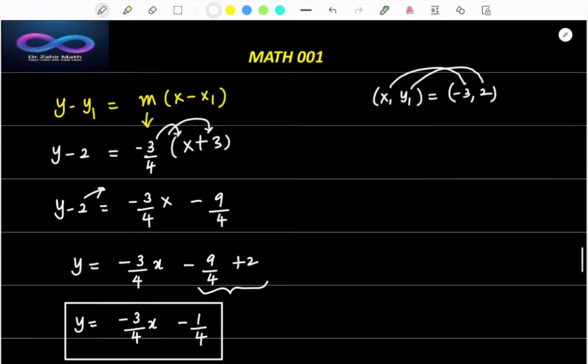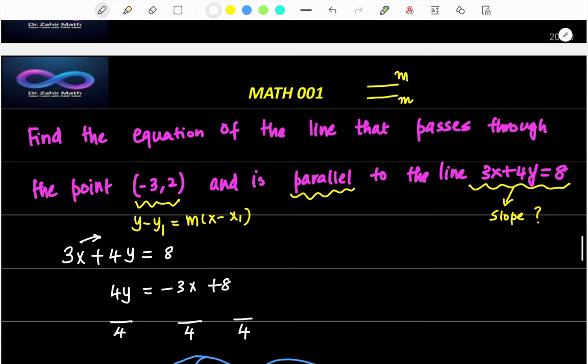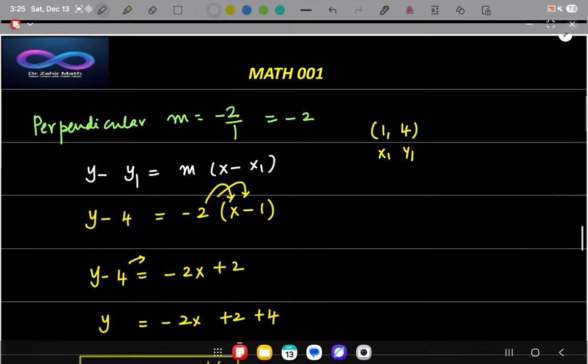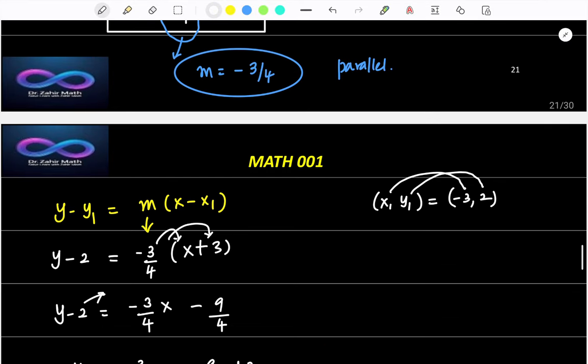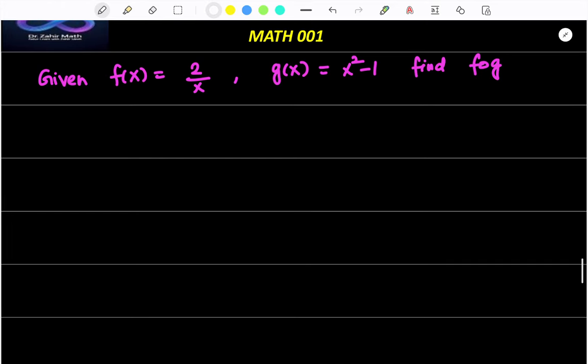So it's clear how to find the equation of the line parallel to a line and perpendicular to a line. One example for parallel, another example for what? Perpendicular. So make sure everything is clear. Okay. For parallel, take the slope as it is. For perpendicular, take the slope, flip it and put minus. That's the idea. Next, let's go for F composite G, right?